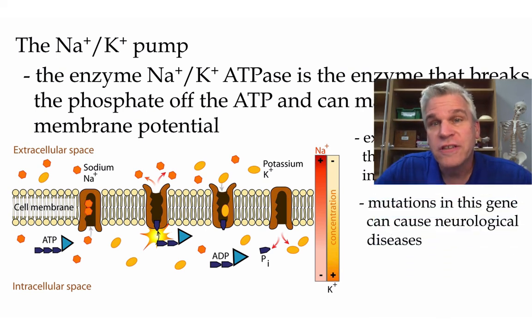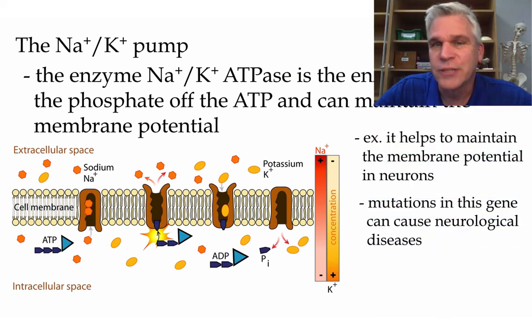Now, mutations in this gene can cause neurological diseases. So we can see the importance of sodium-potassium ATPase. If there's not enough, you're not going to be moving much sodium and potassium, which could be potentially dangerous.